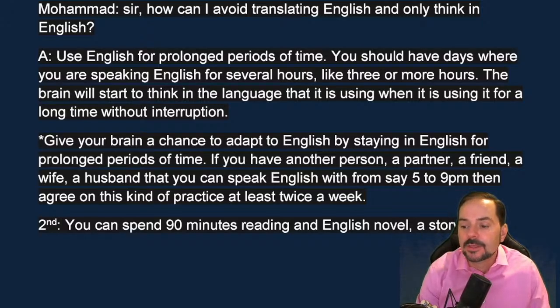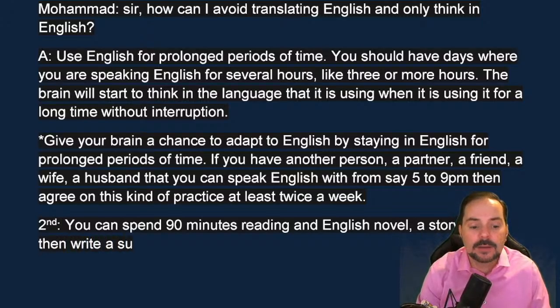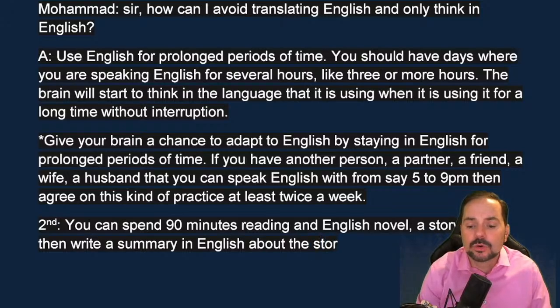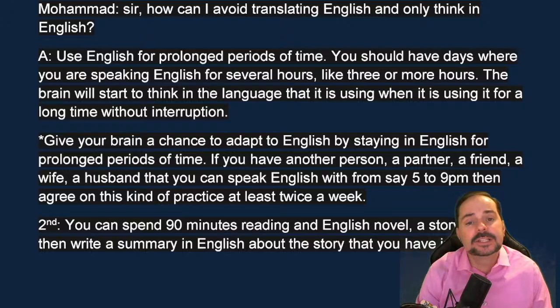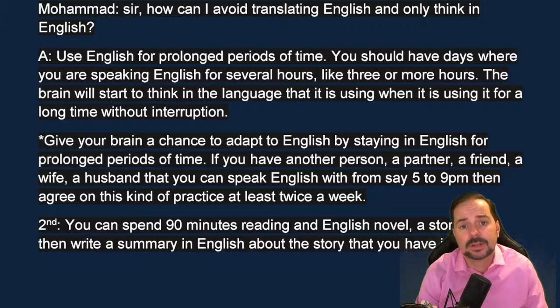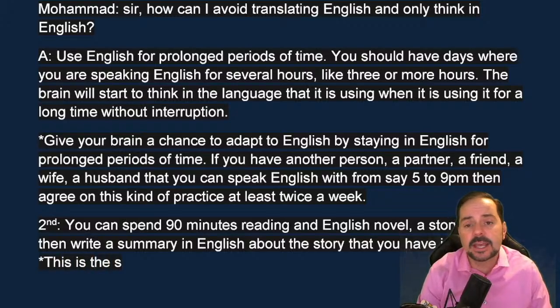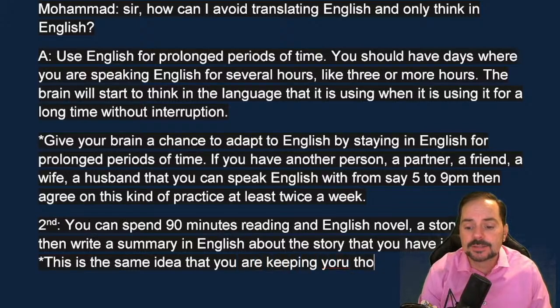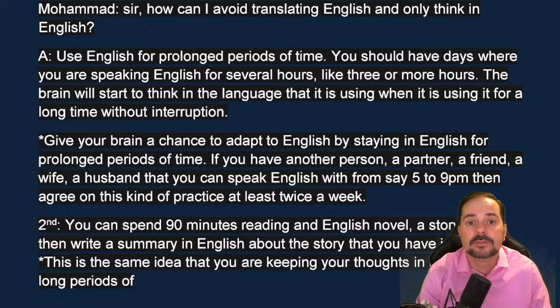And then write a summary, of course in English, a summary in English about the story that you have just read. It's kind of the same principle here. So you're keeping your mind in English for a long period of time, okay? This is the same idea that you are keeping your thoughts in English for long periods of time, okay?